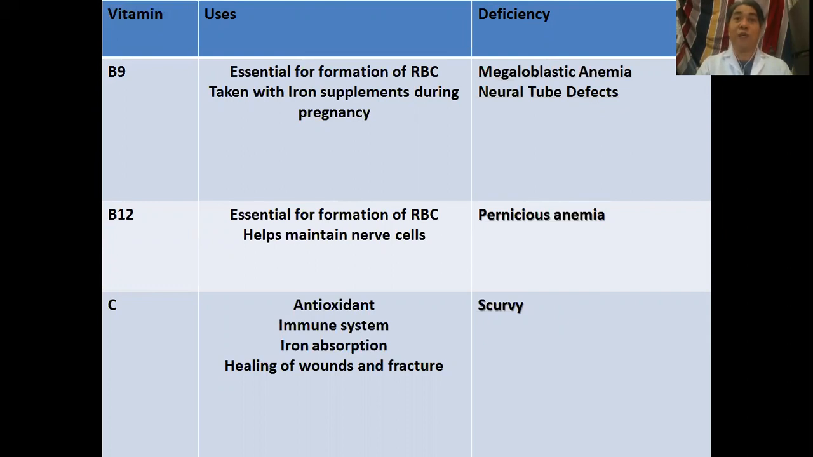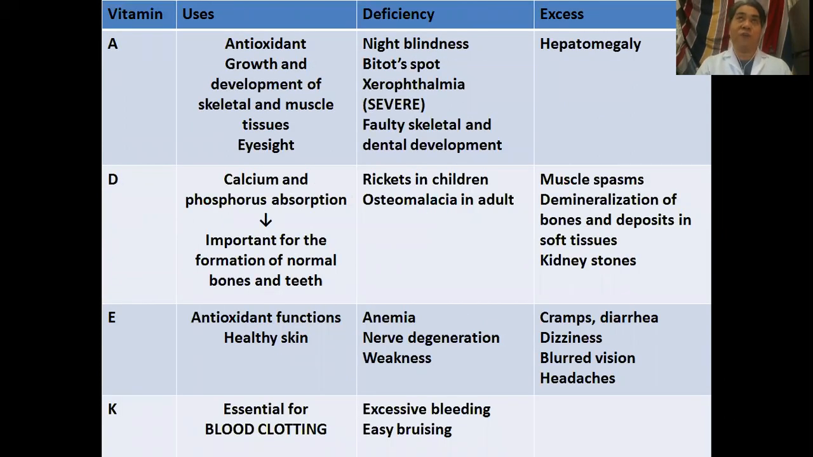Vitamin B12, cyanocobalamin, cobalamin, essential for formation of RBC, helps maintain nerve cells. Deficiency is pernicious anemia. Vitamin C, ascorbic acid, antioxidant, immune system, iron absorption, and it heals wounds and fractures, with deficiency of scurvy. For fat-soluble vitamins, vitamin A, retinol, is used as an antioxidant and is good for eyesight.